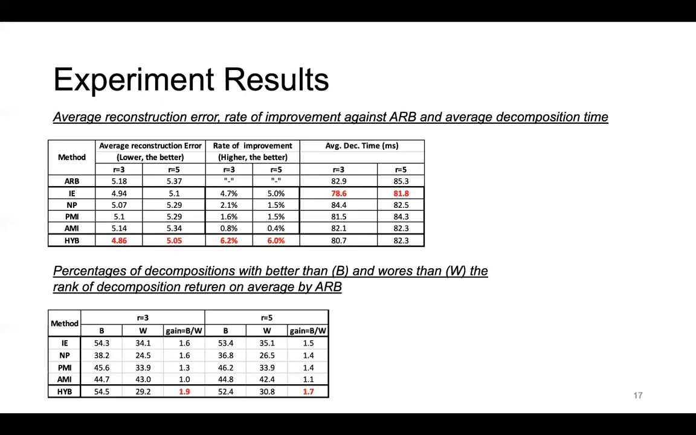And the second part of our result is that we present the percentage of decompositions better than and worse than the rank of the decomposition returned on average by the ARB strategy. So again, we can see the hybrid one can achieve the best performance within these selection strategies.